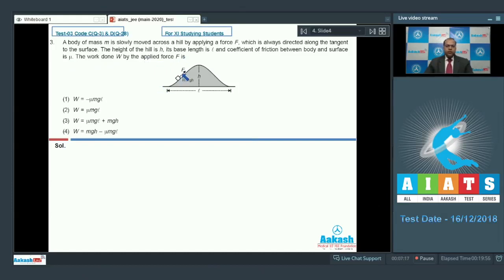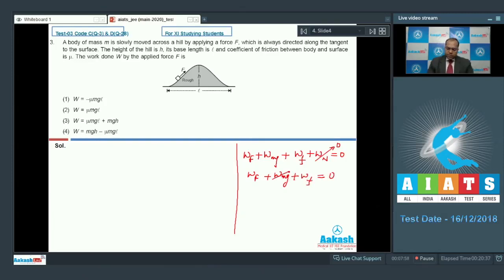Since the body is slowly moved across the hill, the gain in kinetic energy is 0. So by applying the work energy theorem, I can say that work done by applied force plus work done by gravity plus work done by friction plus work done by normal is equal to 0. Since work done by normal is always 0, as the block always moves tangential to the surface, I can write work done by applied force plus work done by mg plus work done by friction is equal to 0.